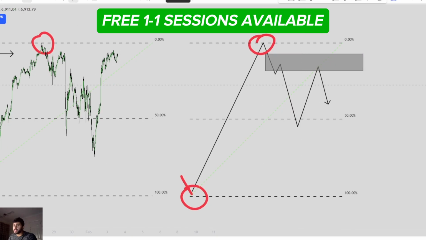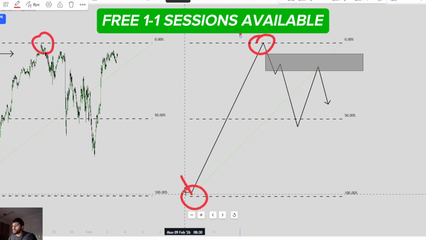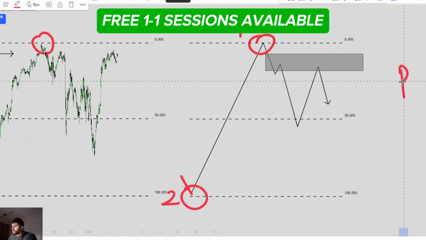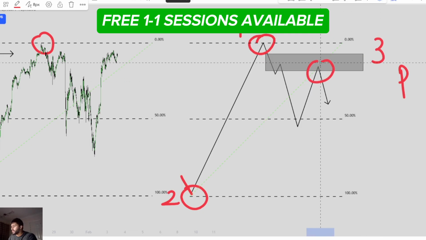It's very simple. So the 4 steps: Step 1 is you're looking for market structure. Step 2 is you want to identify your dealing range, this low to this high. Step 3, are you in premium or discount? We're in premium. And step 4 is identifying the key level. This is how I find my key levels.